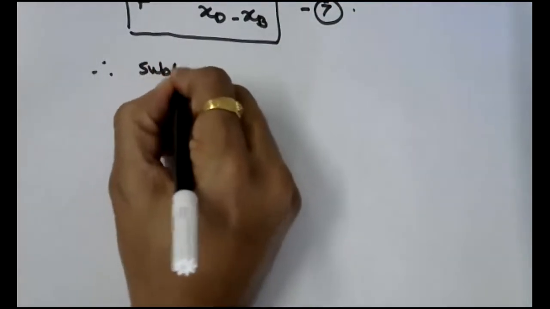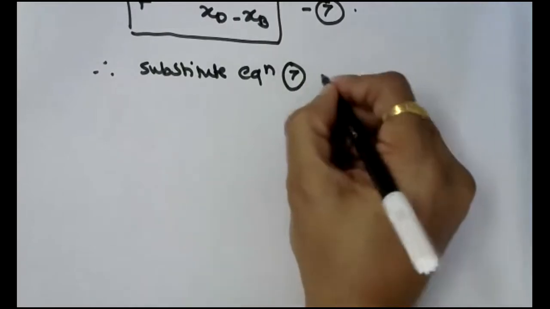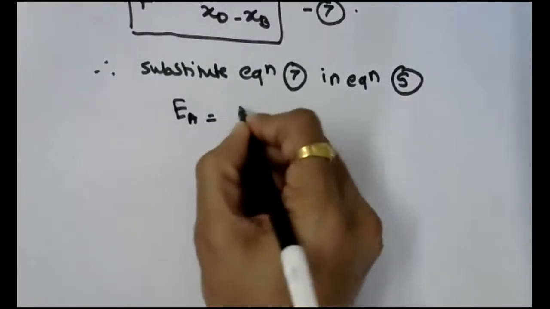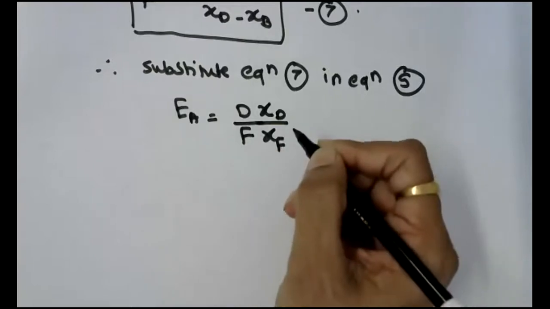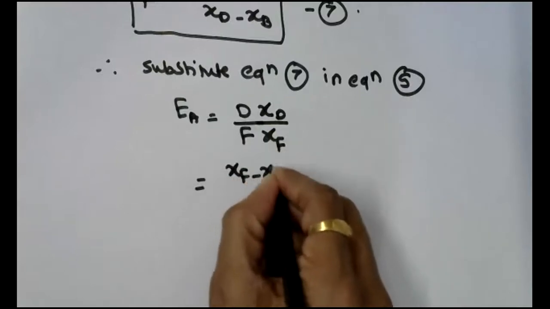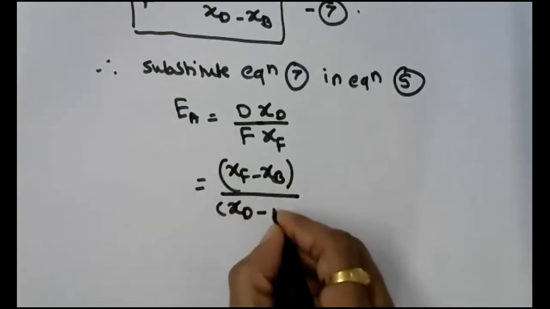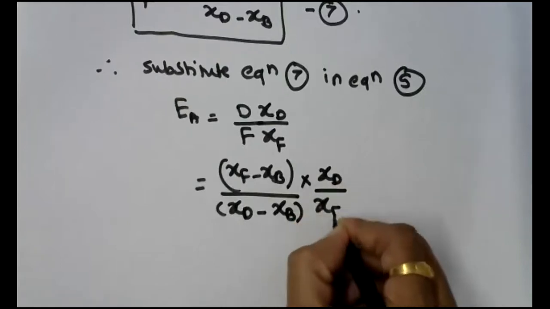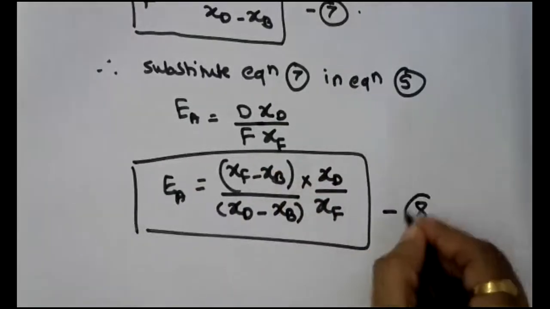Therefore, substitute equation 7 in equation 5. So equation 5 was EA = D by F times xD divided by xF. Now D by F is (xF − xB) divided by (xD − xB), multiplied by xD divided by xF. This is equation number 8.